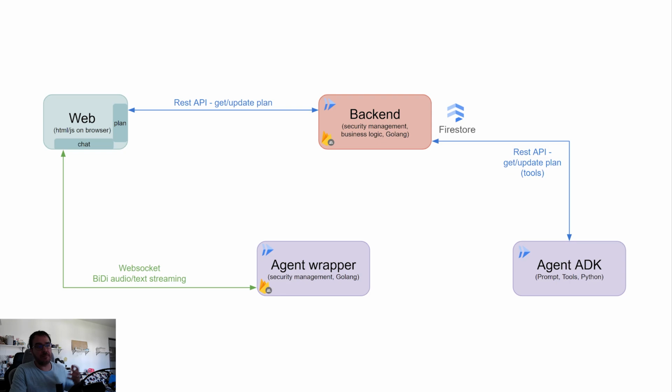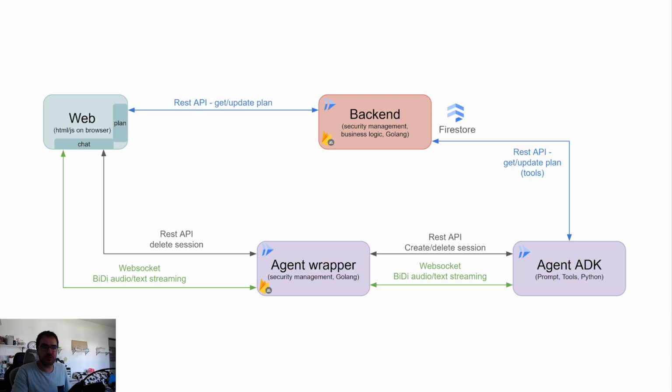agent. First with the wrapper, because the wrapper ensures the security. In fact, the wrapper acts as a proxy to forward the WebSocket data to the ADK, again in bidirectional audio and text streaming. I also have some REST APIs on the chat to delete the session, to create, or to check them. So it's only a technical part to manage it like this.